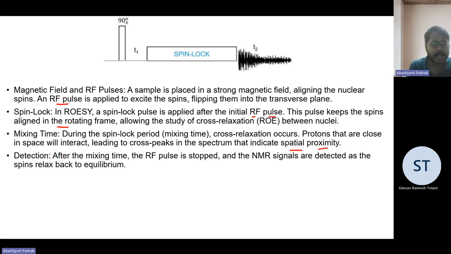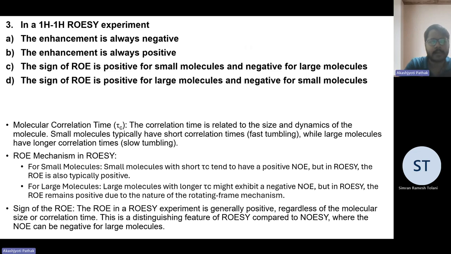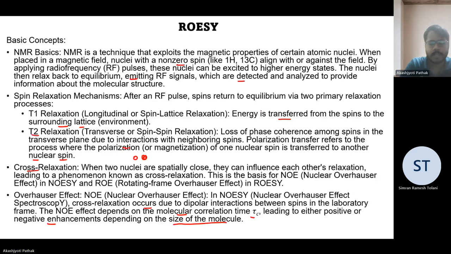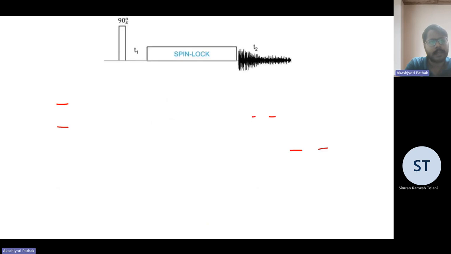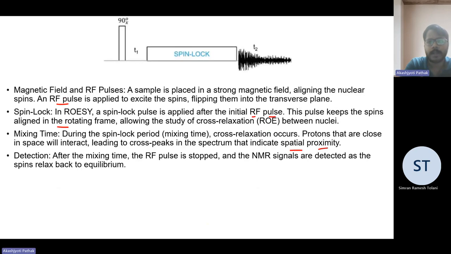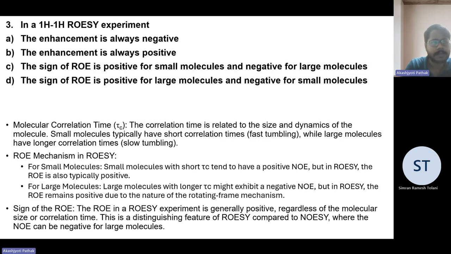So how will the detection take place? After the mixing time, the RF pulses stop and the NMR signals are detected as the spins relax back to the equilibrium. So this is the overall ROESY experiment. Based on it, we will try to answer one of the questions related to this concept.